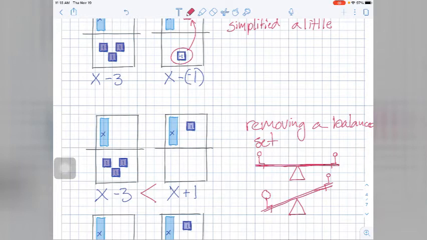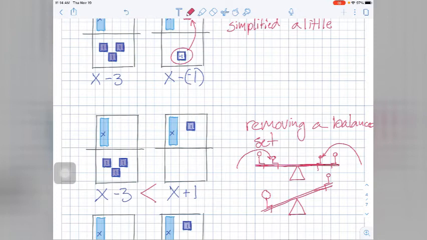But if I wanted to add something, let's say another kid came along and jumped on this side, what's going to happen is that the side where the kid hops on is going to start going down. And the only way to change that is to either have this kid jump off or have another kid of the same size jump on the other side. So that's going to balance it out.